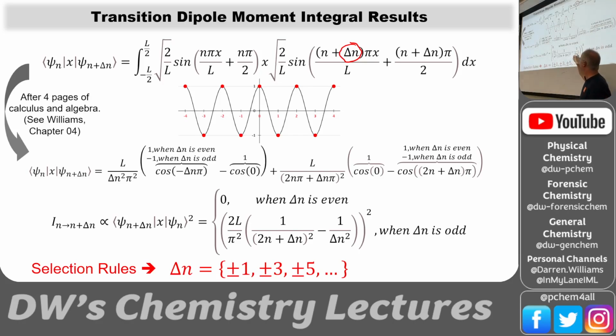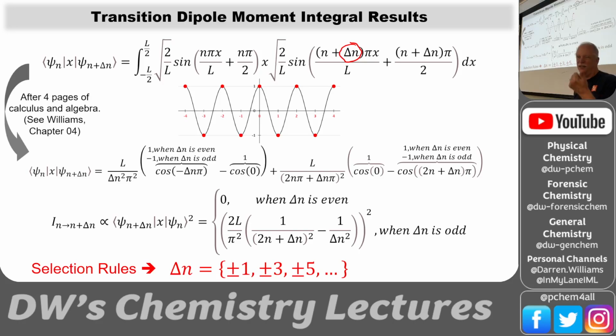Notice that the N's are all squared. So there's no difference in absorption or emission. So delta N could be minus 2. It could be going from 3 down to 1. But since it all depends upon delta N squared in some manner, then there's no difference between absorption and stimulated emission. So that tells us these probabilities are the same up and down. For odd transitions, we see that they're allowed, meaning they're non-zero.